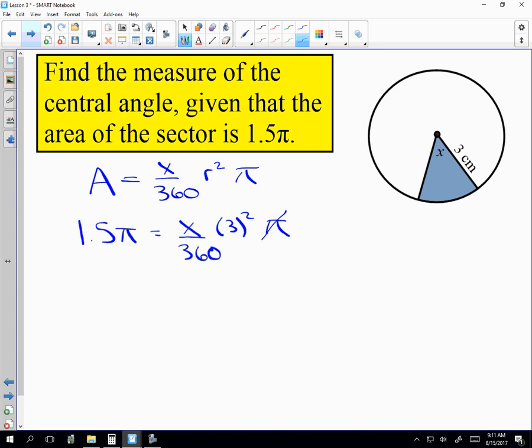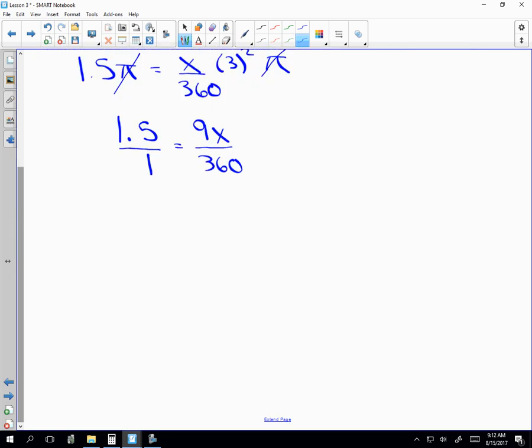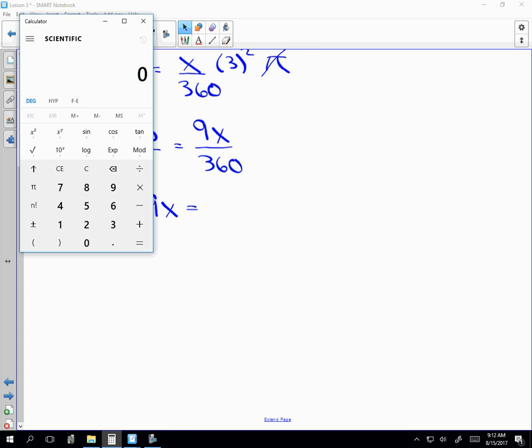So in this situation, we divide the pi out from both sides. Then we have 1.5 over 1. What we're going to do is try to work this through proportion-wise because that's going to make things a little bit easier for us. We have 3 squared is 9 times x over 360. So now, in this situation, if we have equal proportions, it's that idea of cross multiply and solve. So we have to do 1.5 times 360, which is 540.